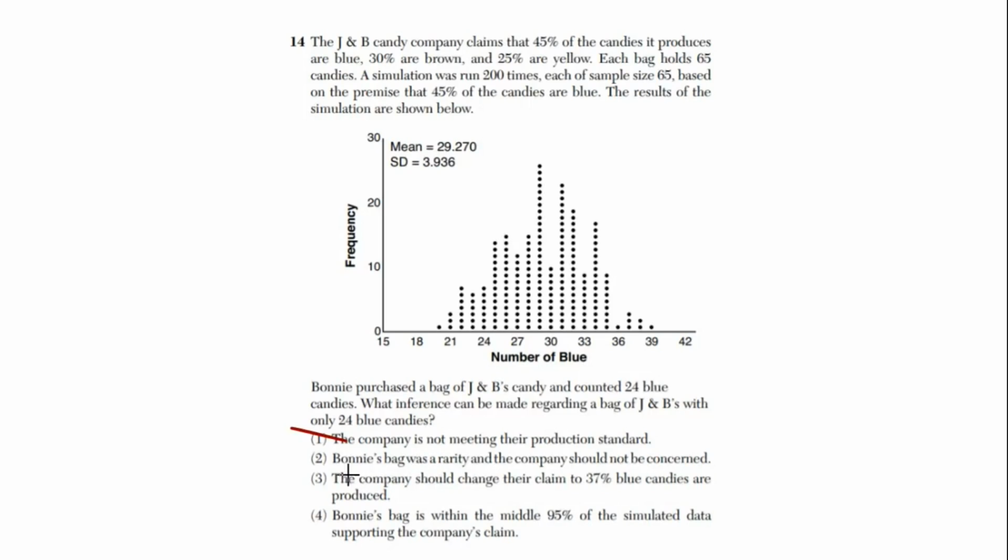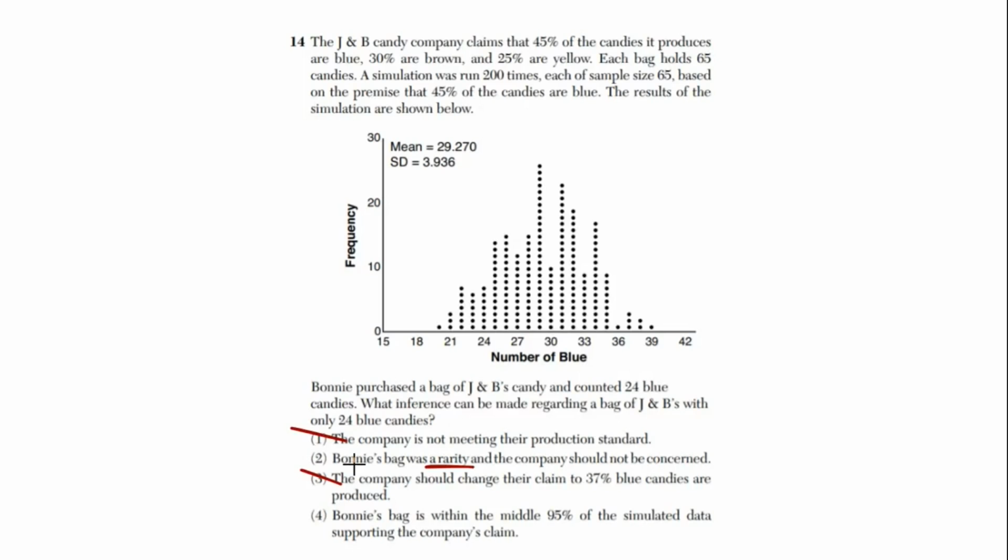We're going to come back to this one because that rarity, what they really are trying to say is that's an outlier, and I'm going to show you guys what they mean by an outlier. The company should change their claim to 37% blue candies are produced. No. What they did here is they took the 24, you guys probably did this, divided it by the sample size, roughly 65 candies per bag, and you get roughly 37%, but I wouldn't change my claim because, again, it's only one bag out of possibly millions of bags.